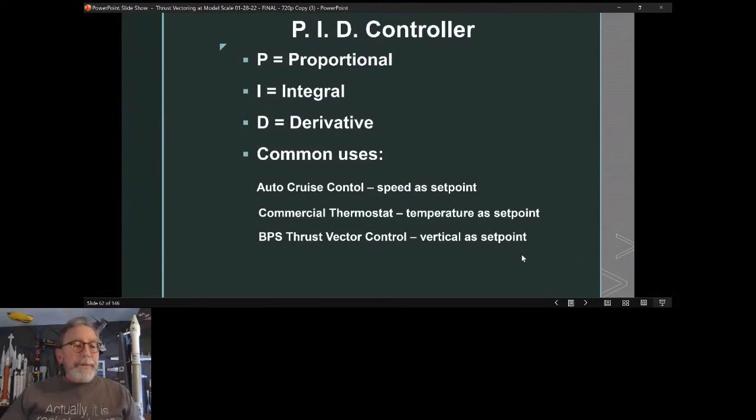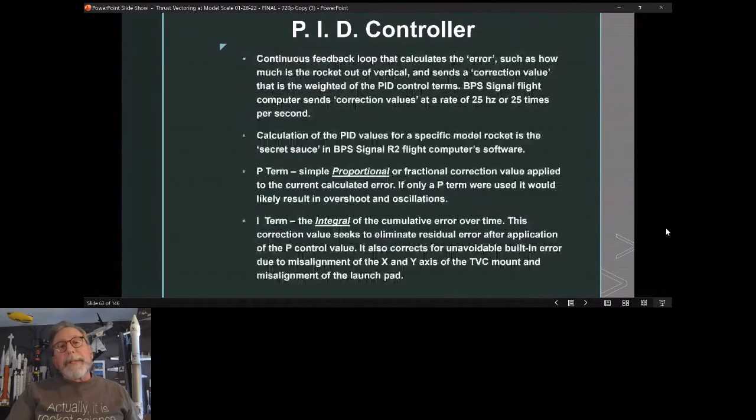Common uses of PID controllers are all around you. Your automobile cruise control uses them. A good quality commercial thermostat uses them. The only difference is what the set point is. On a cruise control, speed is the set point. On a thermostat, the temperature is the set point. And for thrust vector control, vertical is the set point. So it's just trying to hold that set point. Like I said, this is in the PDF version, and I'm not going to have time to go through those in great detail.